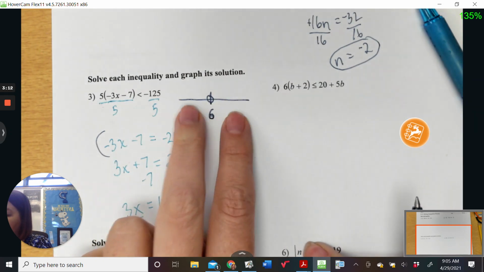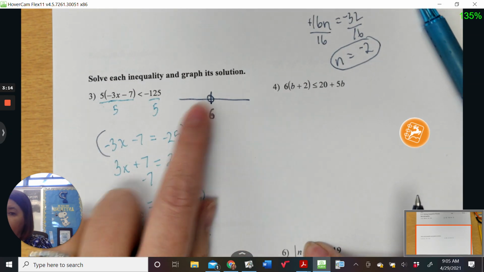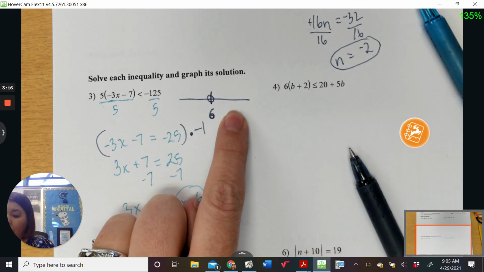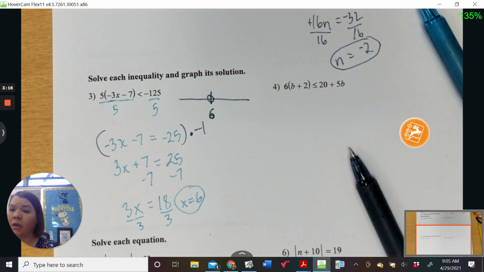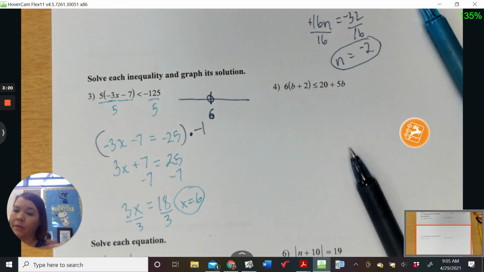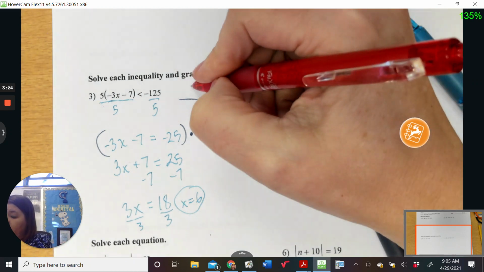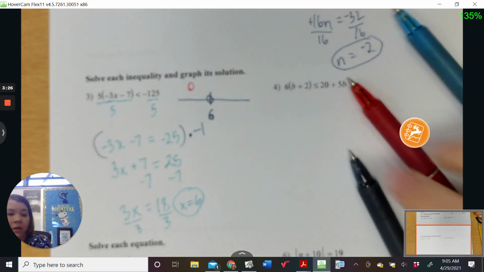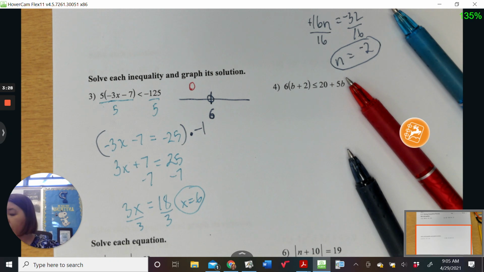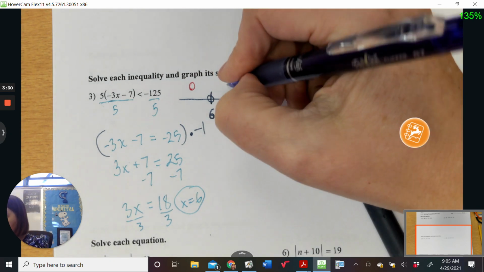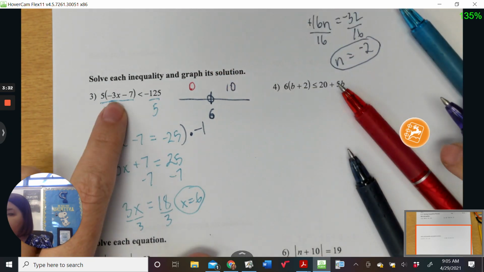And I need to decide, are my answers on the left of 6 or the right of 6? Now there's a lot of rules when solving inequalities that we screw up, so I don't like to play with any of those. I just like to test always. I'm just going to test a point. Over here I'm going to test 0, and over here on this side I'll test 10. I'm going to start by testing 0.